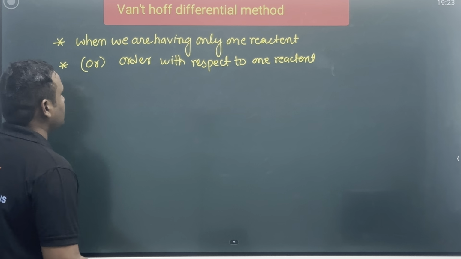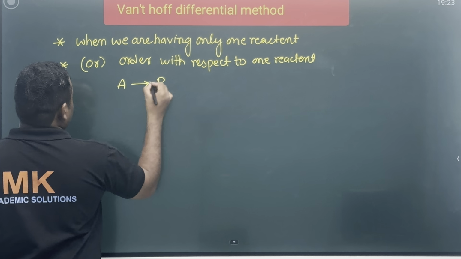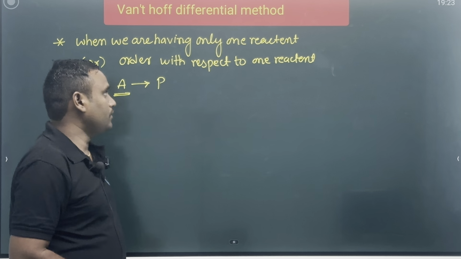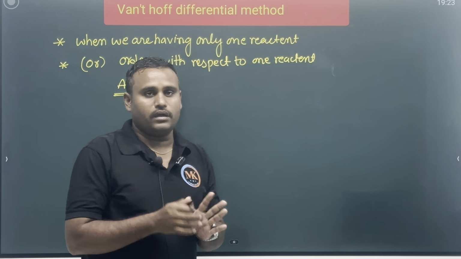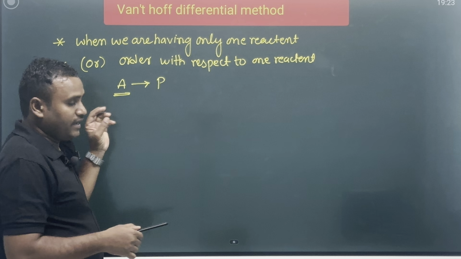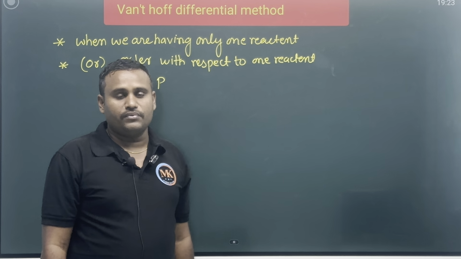Okay, see, for example, when A is converting into product, what is the order with respect to A? What is the order with respect to A means we use which method? The half differential method. In this method, what we are going to do is experiments with different initial concentrations and with different time intervals.